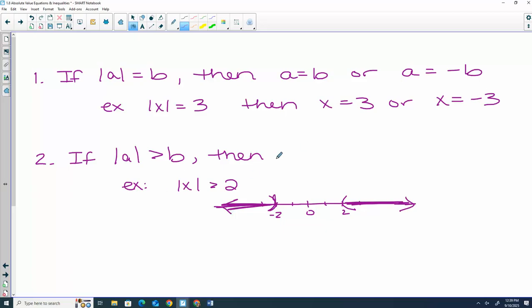So if it's a greater than, remember the ands and the ors, so then your 2 inequalities, you have A is greater than B, or A is less than the opposite of B. So when you do the less than and the opposite, that was our greater than.